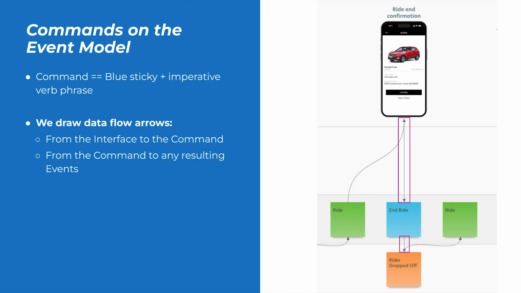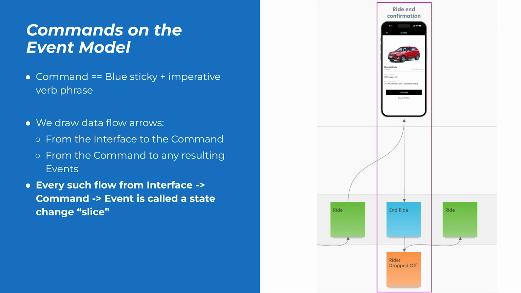Once we have added the command, we can connect the triggering interface to the command and the command to its resulting event using data flow arrows. Each flow from interface to command to event is called a state change slice. Every event model can be decomposed into 4 types of slices, where each slice represents a unit of implementation effort. Decomposing a model into slices helps us measure the work to be done versus the work accomplished, sort of like tickets in a Kanban board. Slices also allow us to focus on and discuss specific state changes in isolation from the rest of the model.